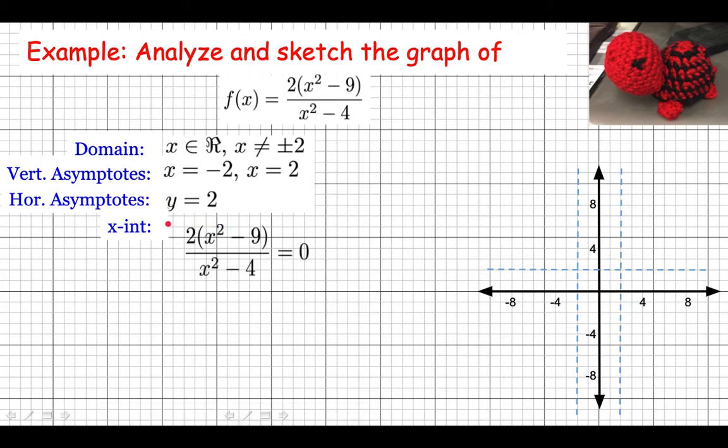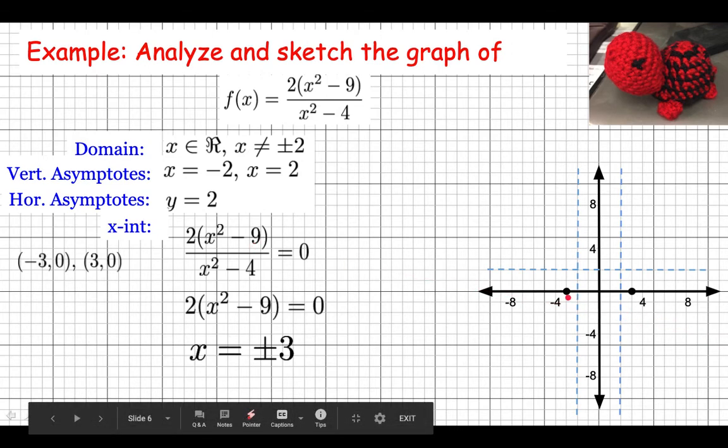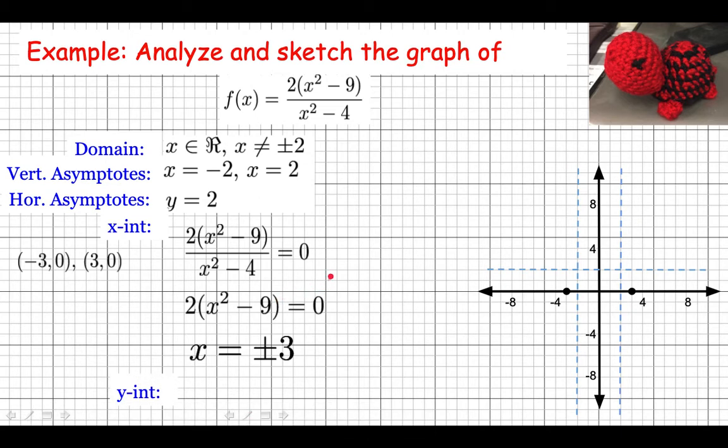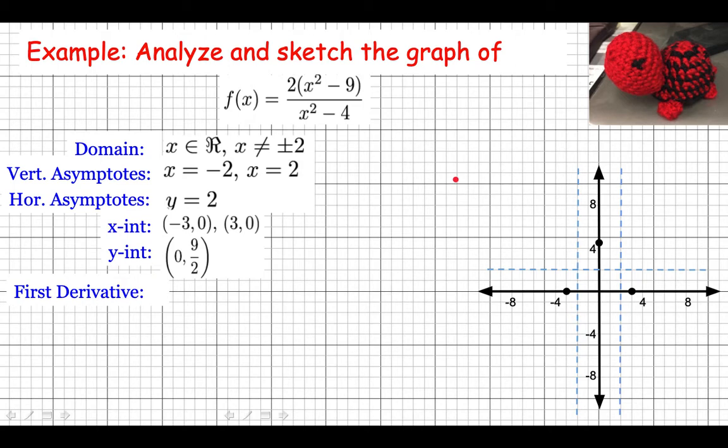I look for the x-intercept. Where does the function equal 0? And again, fraction, I can ignore the denominator. Just look for where the numerator is 0. That's at plus or minus 3. So I have my 2 x-intercepts now on my graph. Y-intercept, I just plug in 0 for x. I get 9/2. So I got that point. So now I actually have some points on my graph I can deal with. Awesome.